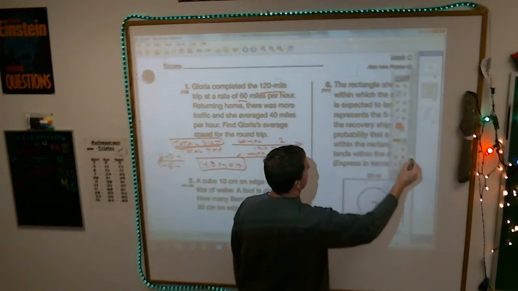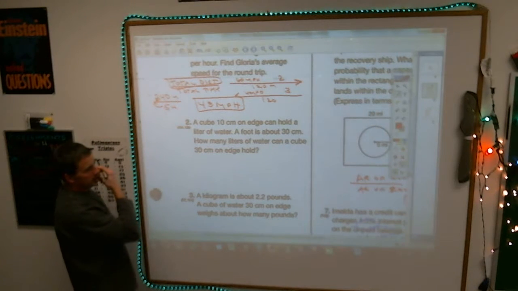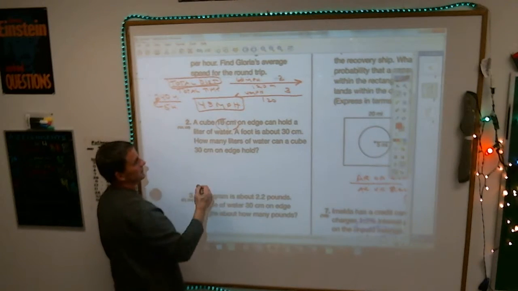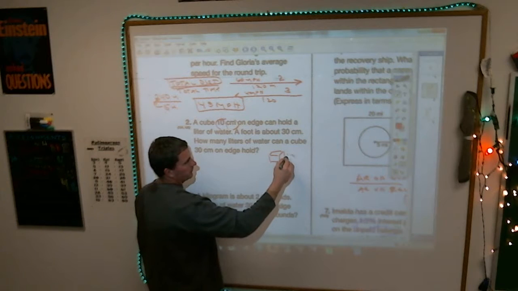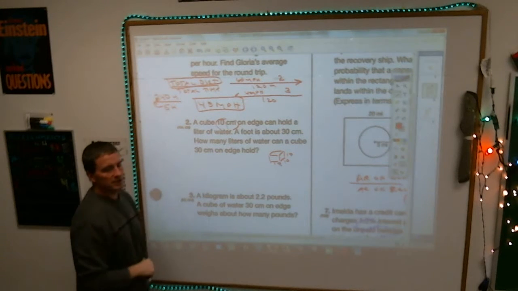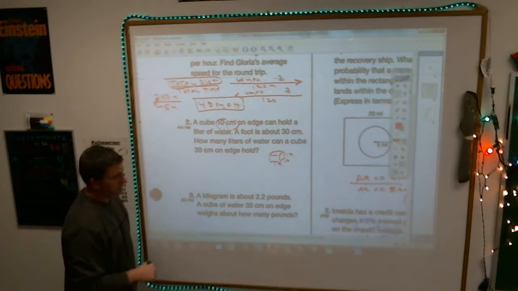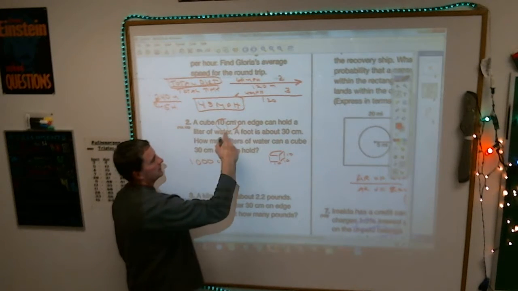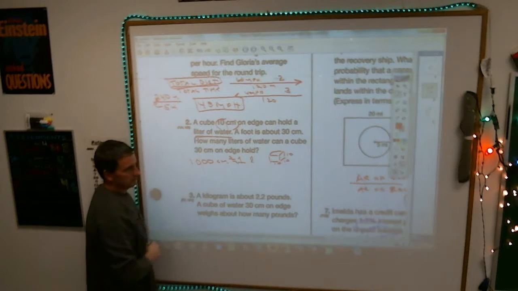Everybody's happy with that? A cube 10 centimeters on the side can hold a liter of water. A foot is about 30 centimeters. How many liters of water can a cube 30 centimeters on an edge hold? All right, jotting down what you know. 10 centimeters on a side. If my cube is 10 centimeters on a side, what is its volume? 10 times 10 times 10 is 1,000 centimeters cubed, which is 1 liter of water. They told me that right there.